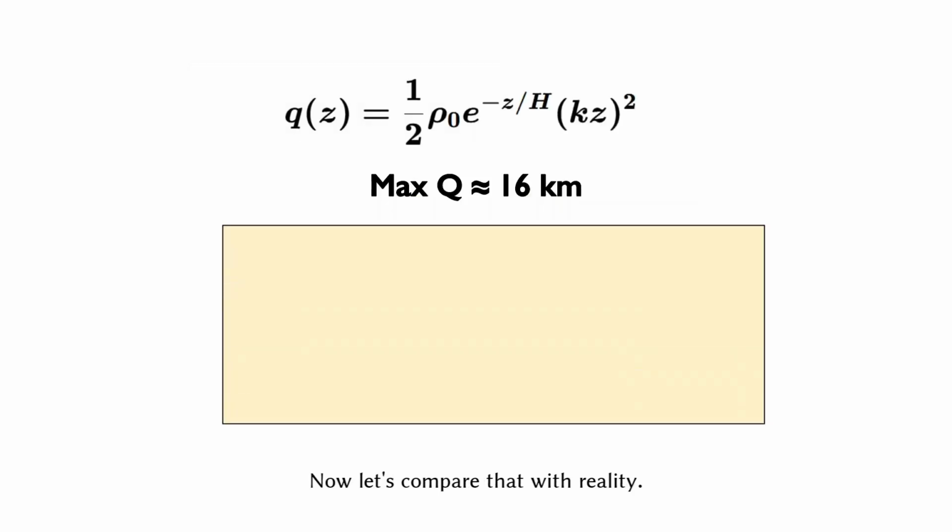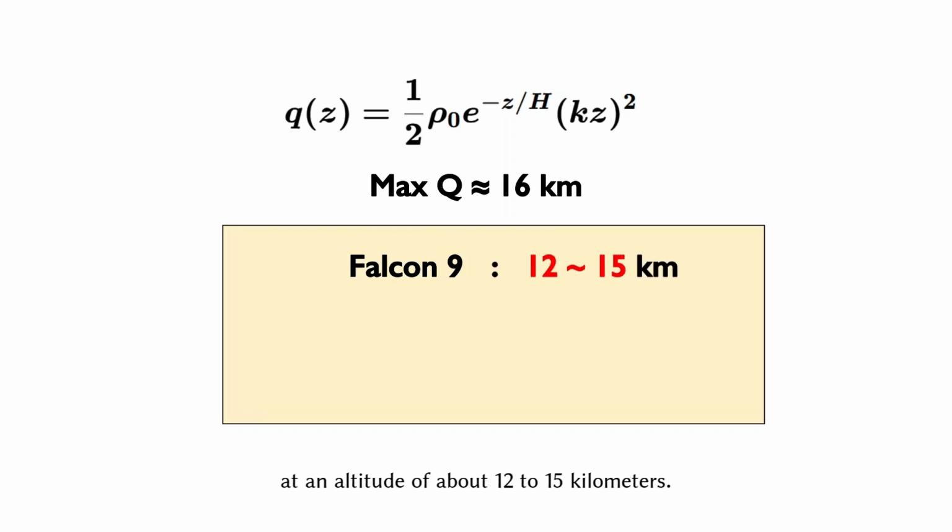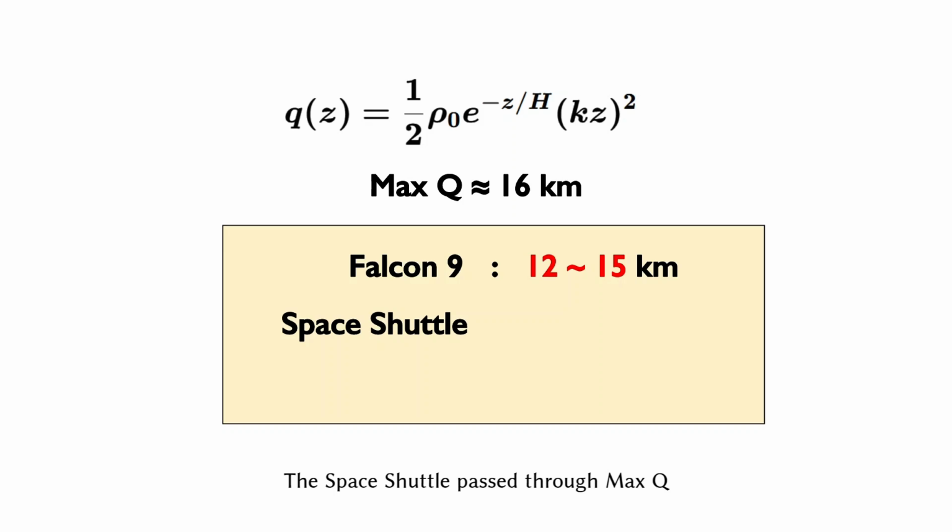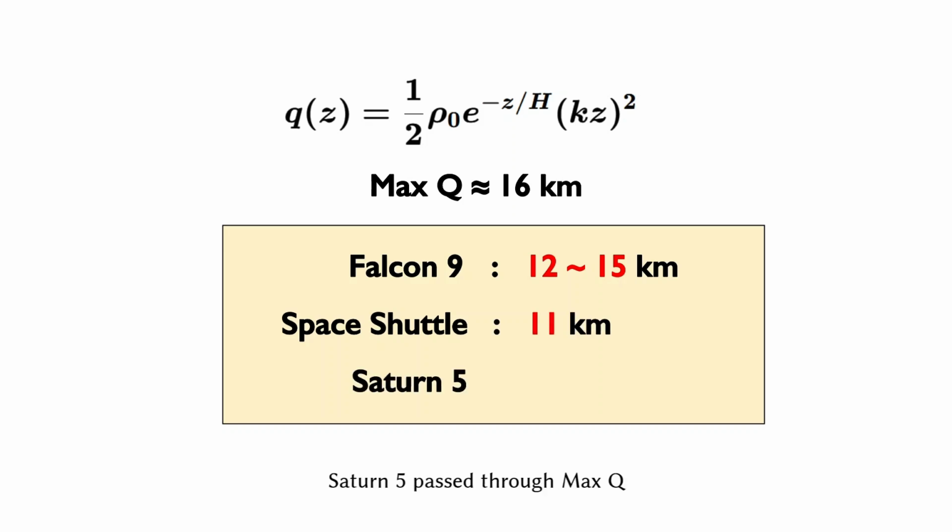Now let's compare that with reality. Falcon 9 typically passes through max Q at an altitude of about 12 to 15 kilometers. The Space Shuttle passed through max Q at about 11 kilometers. Saturn V passed through max Q at about 13 to 14 kilometers. So even this simple model predicts the correct general range.